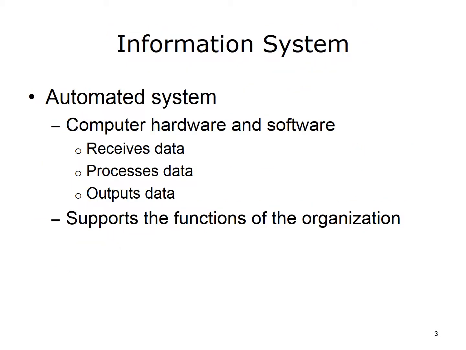Let's begin with a definition of an information system. The American Health Information Management Association, AHIMA, defines an information system as an automated system that uses computer hardware and software to record, manipulate, store, recover, and disseminate data. That is, a system that receives and processes input and provides output.